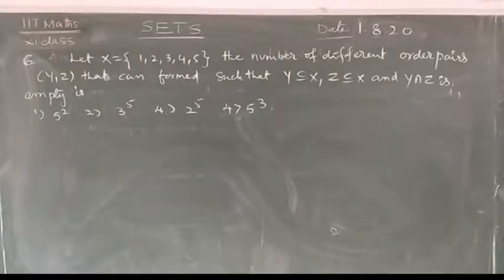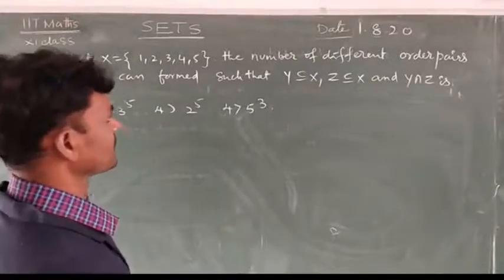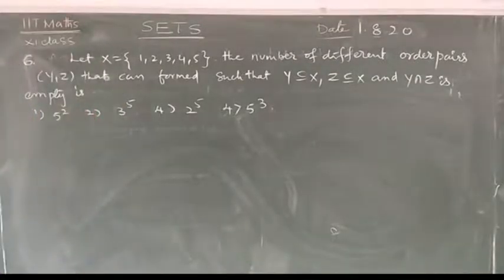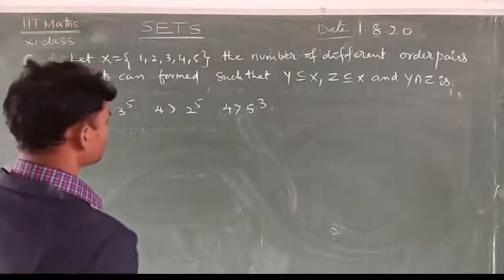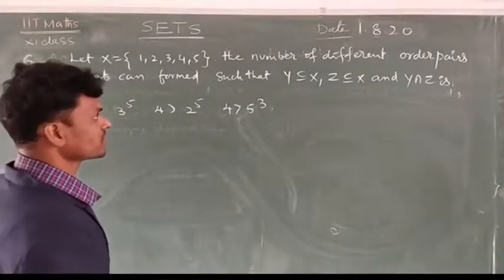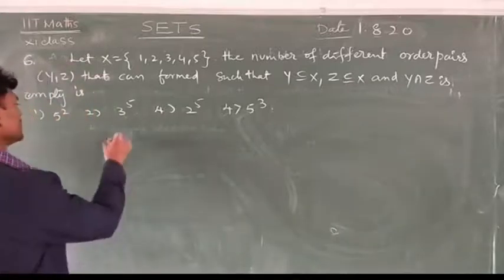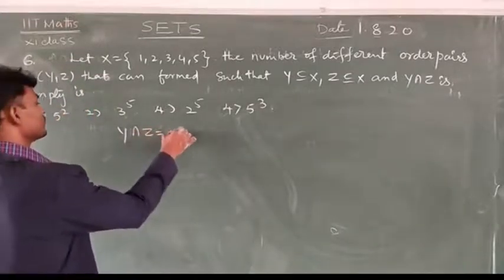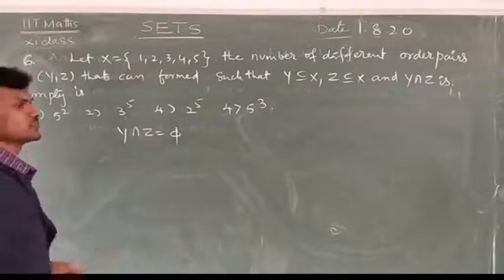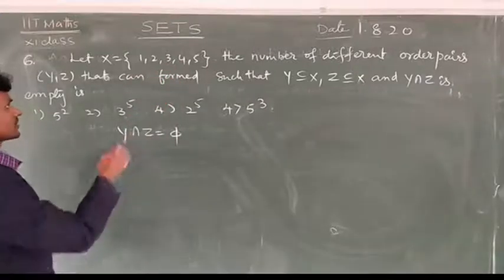Next problem, the 6th one. Let X be the set {1, 2, 3, 4, 5}. The number of different ordered pairs (Y, Z) that can be formed such that Y is a subset of X and Z is a subset of X, and Y intersection Z is empty, that is, Y intersection Z is equal to phi. Now in this, you have to take any one element. Here how many cases will come?